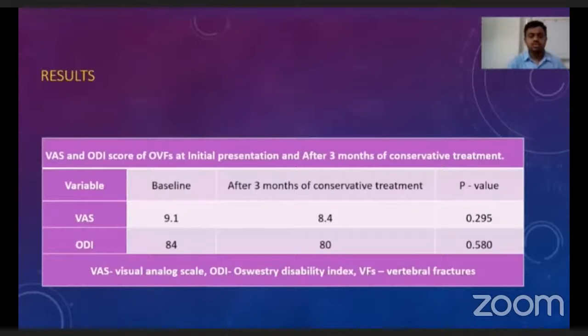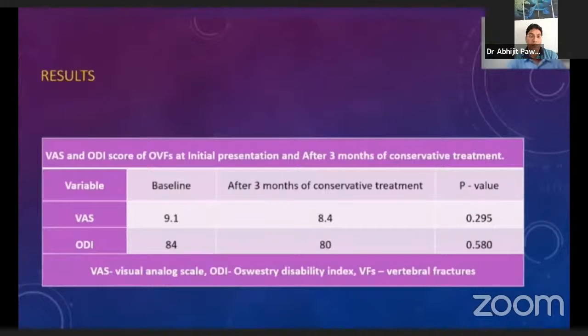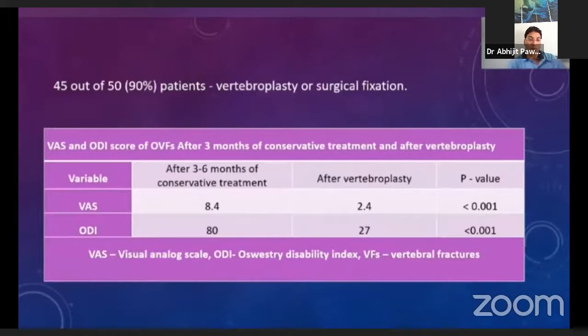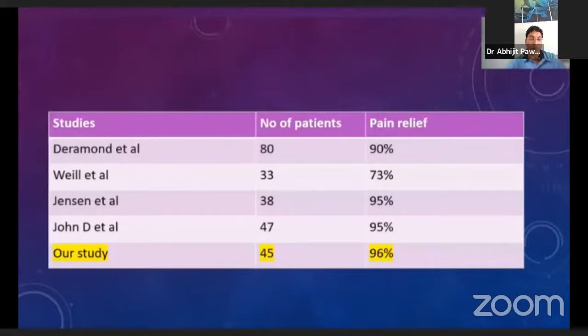This is the VAS and ODI score at the initial presentation and after 3 months of conservative treatment. The VAS score is 9.1 at the initial presentation and 8.4 after 3 months of conservative treatment. It is not significant. The p-value is more than 0.05. After this, we performed vertebroplasty and assessed the VAS and ODI scores after vertebroplasty. There is a significant change in the VAS and ODI scores. The p-value is less than 0.05.